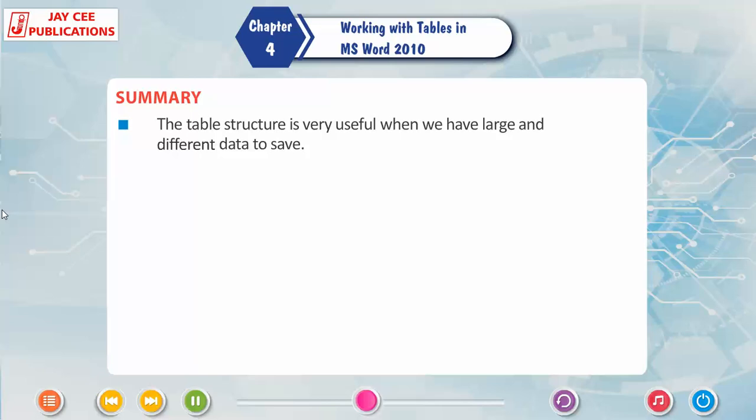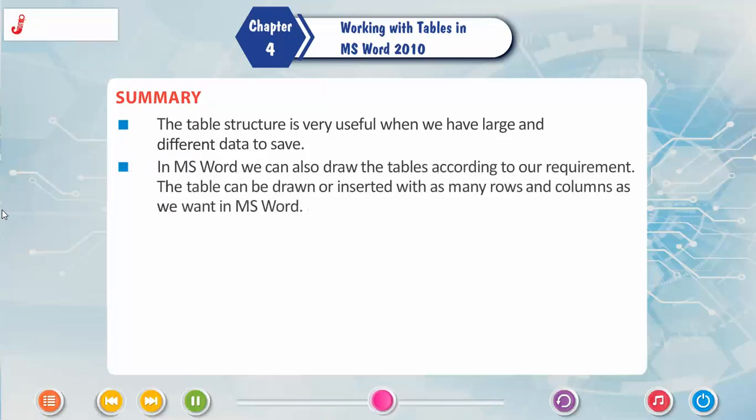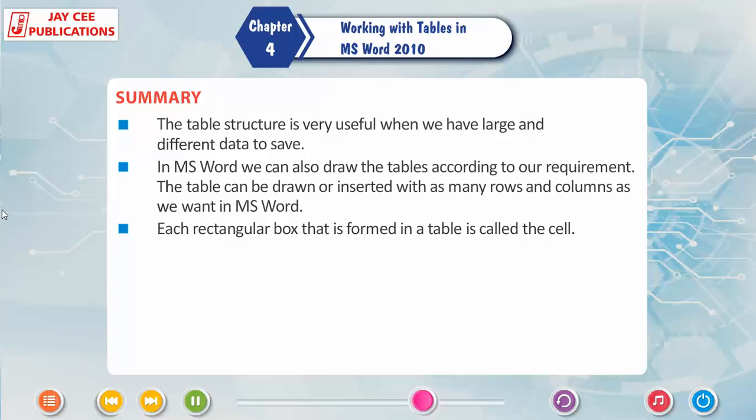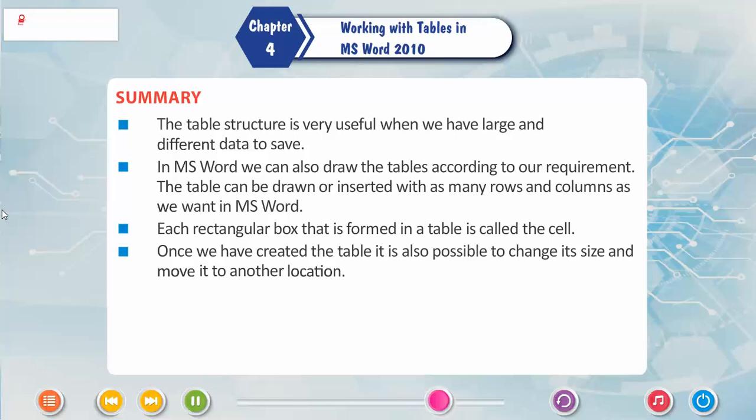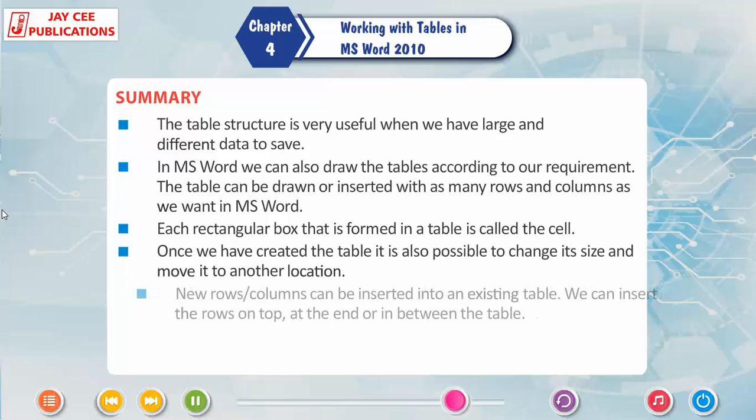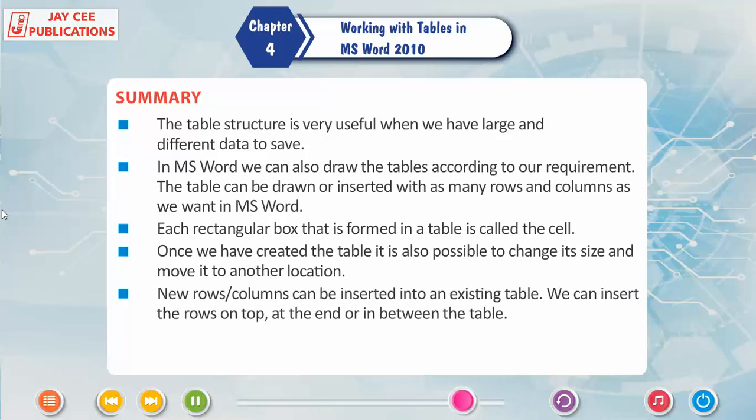Summary. The table structure is very useful when we have large and different data to save. In MS Word, we can also draw the tables according to our requirements. The table can be drawn or inserted with as many rows and columns as we want in MS Word. Each rectangular box that is formed in a table is called the cell. Once we have created the table, it is also possible to change its size and move it to another location. New rows and columns can be inserted into an existing table. We can insert the rows on top, at the end, or in between the table.